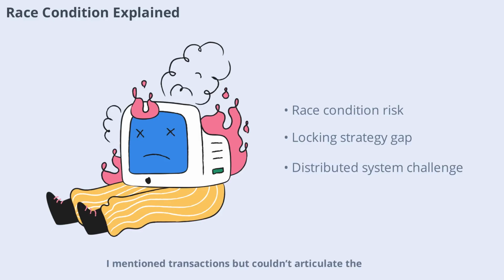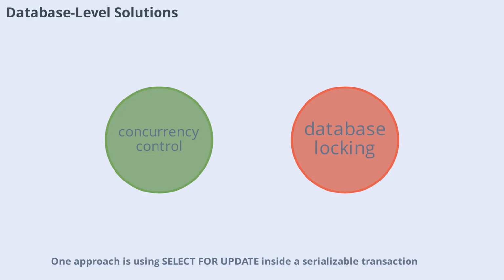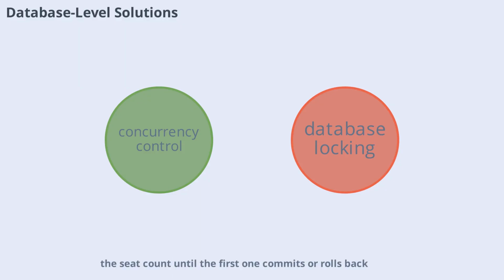I mentioned transactions but couldn't articulate the specific isolation level or locking strategy needed. The better answer involves database-level mechanisms. One approach is using select for update inside a serializable transaction, which acquires a row-level lock and prevents other transactions from reading the seat count until the first one commits or rolls back.